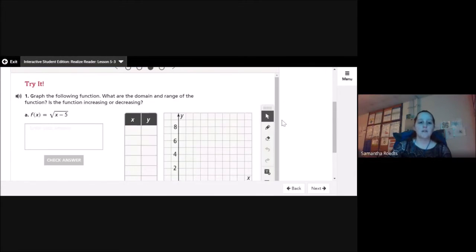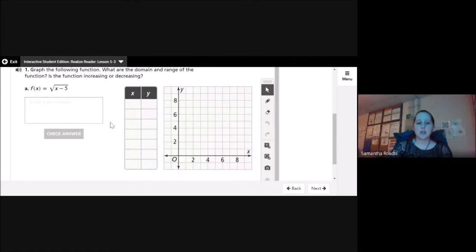All right, so let's try it. Graph the following function. What are the domain and range of the function? Is the function increasing or decreasing? So I have f of x equals the square root of x minus 5. The first thing I want to note is that it is a square root, so it has to be positive numbers. Okay, so my domain and range are going to be positive numbers.